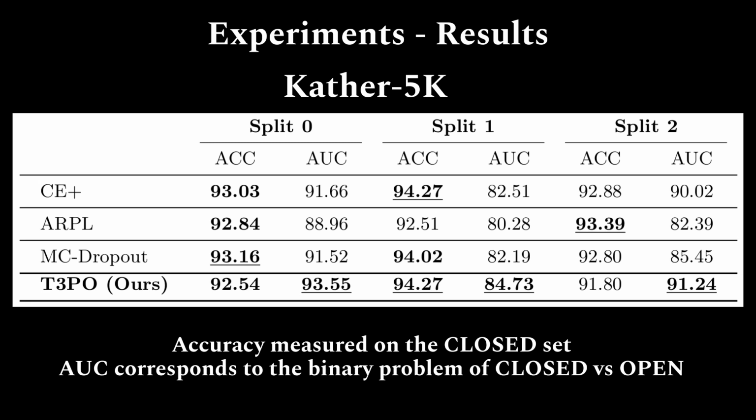We can see that when compared with CE+, which is the state-of-the-art result I mentioned before for object recognition, also RPAR, which is a recent CVPR paper, and MC dropout, which is a very popular approach in medical imaging, the AUC, which is the measure of how well your model separates closed from open set samples, is higher with our approach, and the accuracy does not suffer a lot. It's actually the highest accuracy in the second split, and it's not far from the best one in the other splits. But importantly, the AUC separating closed from open set, which is a binary problem, is highest with our approach.